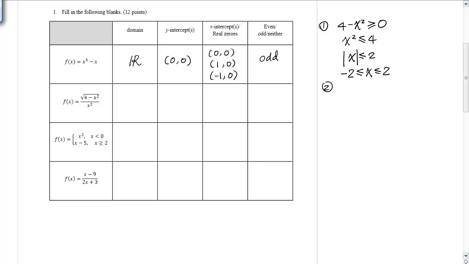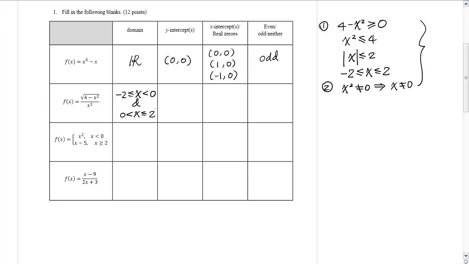But there's a second requirement that the denominator cannot be 0. So in this case, x squared cannot be 0, which tells us that x cannot be 0. Combining these two, we can come to the conclusion that x can be anything between negative 2 and positive 2 except for 0. Therefore, negative 2 is smaller than or equal to x, smaller than 0, and also 0 is smaller than x, smaller than or equal to positive 2. And that is the domain for this function.